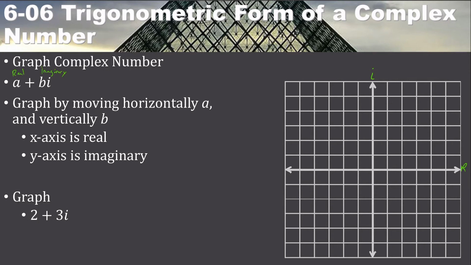So if I want to graph 2 plus 3i, I go 2 in the real, and then 3 in the imaginary, so the point is right there. Or if I want to graph negative 3 minus 4i, I go negative 3 and then down 4. So it would be that point right there.